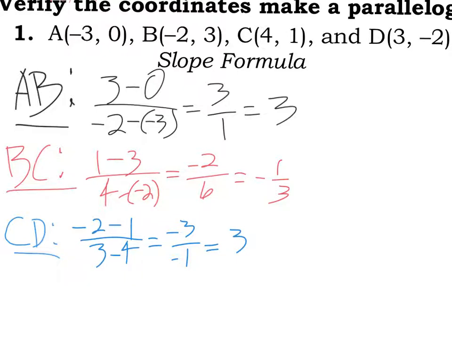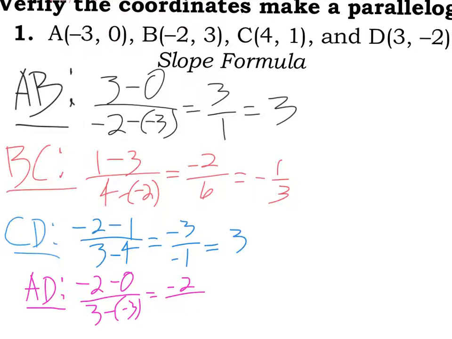Once you've done those three slopes, you're going to do the slope of A to D. And so y2 minus y1 would be negative 2 minus 0 over x2 minus x1, 3 minus negative 3. And so negative 2 minus 0 is negative 2. 3 minus negative 3 is 3 plus 3, so that's 6. And negative 2 over 6 simplifies to get negative 1 over 3.